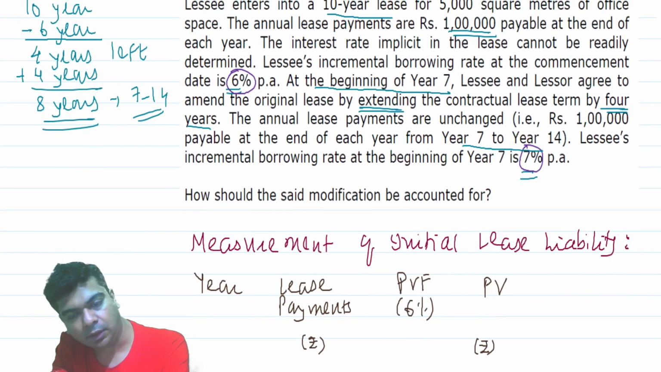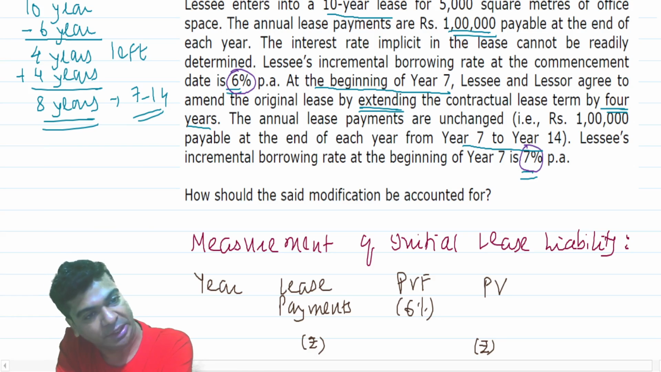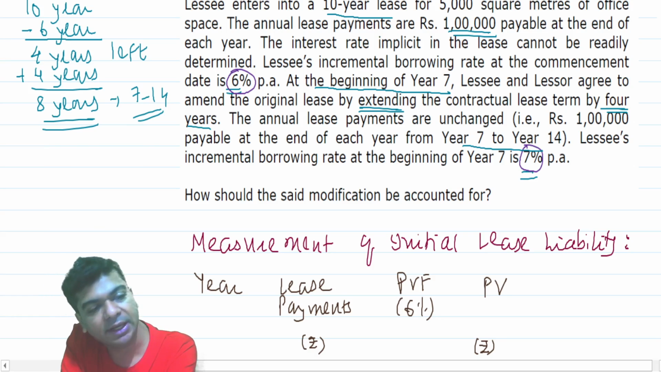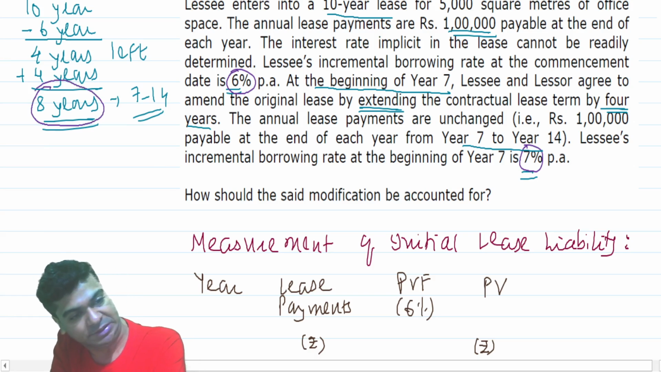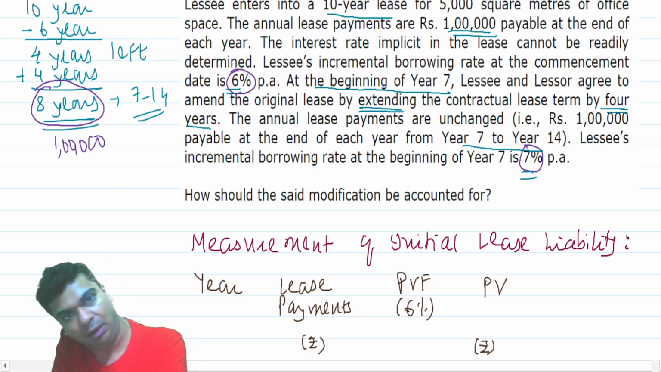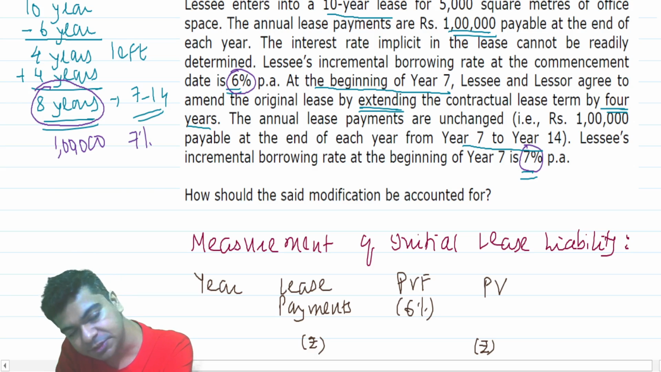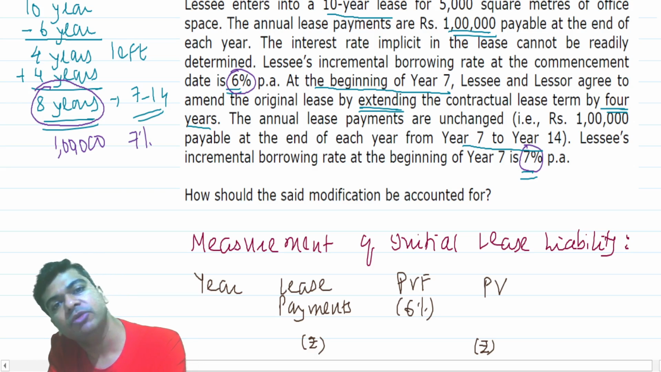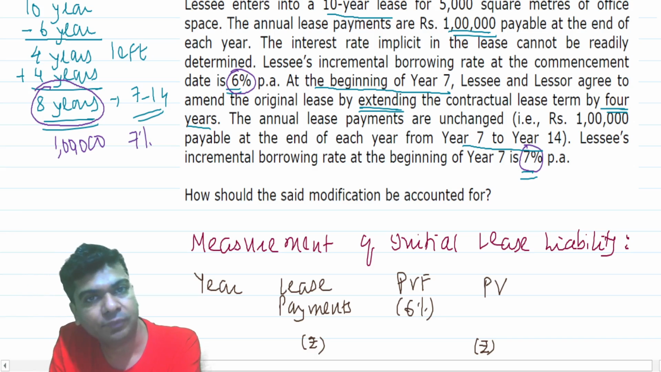They are saying that we are extending it by 4 years. We have already made it clear here that now the lease will be for 8 years. There is no change in the lease rent. The lease rent will still remain 1 lakh. But the discount rate which you were originally using at 6%, it has got updated to 7%. So this will give you the modified lease liability.